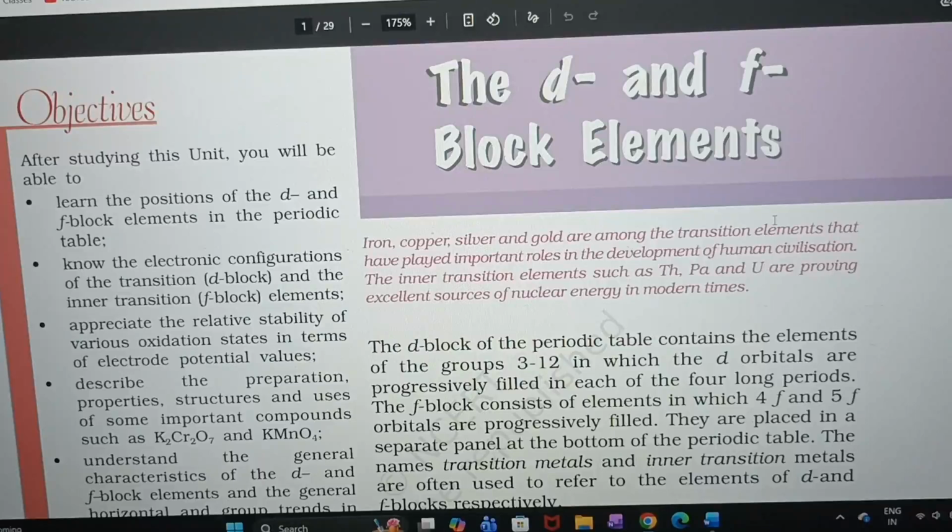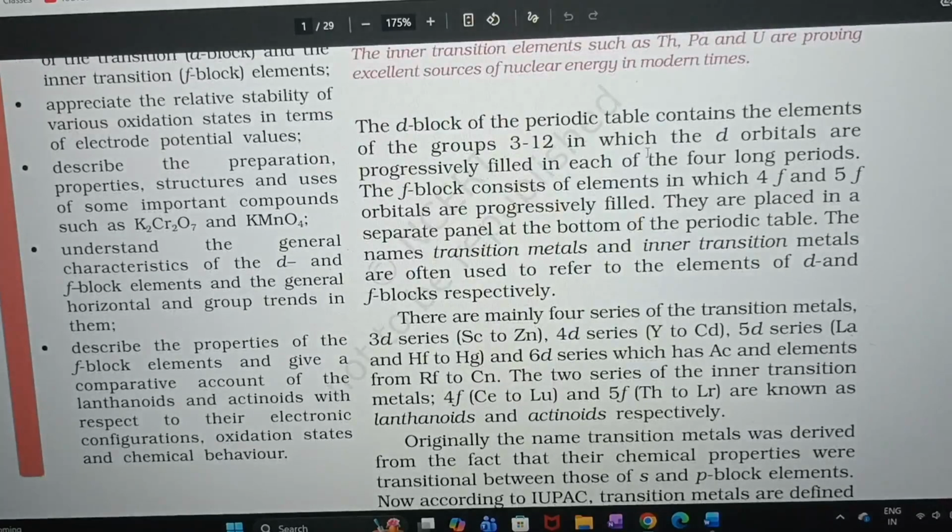So let us start with the chemistry chapter, the D and F block elements. It is said that the D block of the periodic table contains the elements from group 3 to group 12, in which the D orbitals will be progressively filled in the 4 long periods.